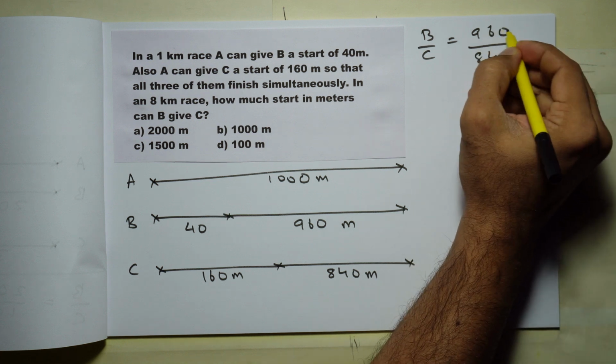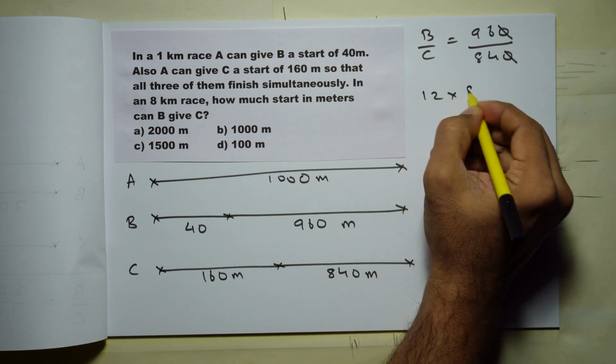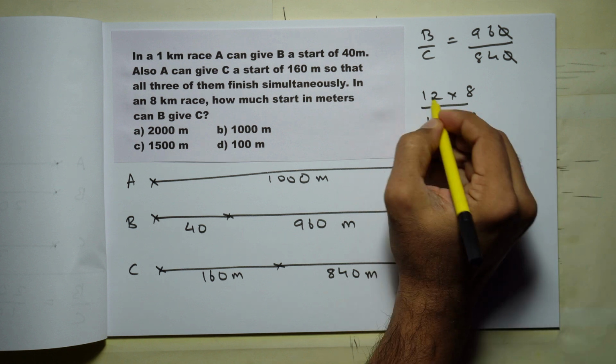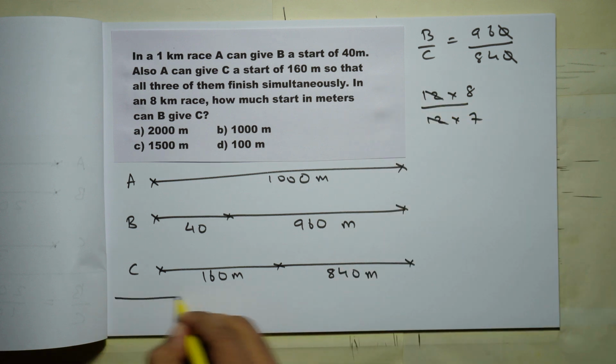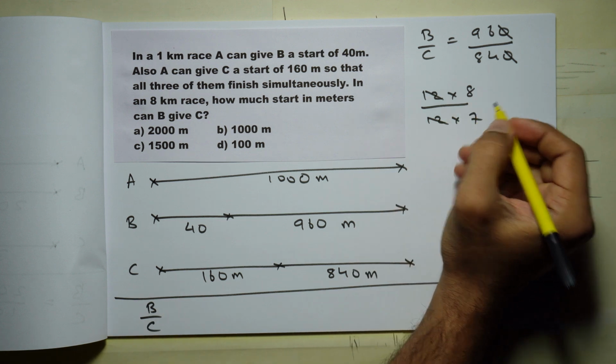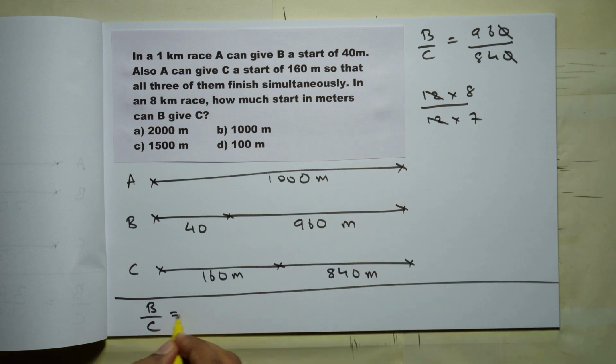So we'll just simplify this. I'll cancel out the zeros. Now 96 is 12 into 8 and 84 is 12 into 7. I'll cancel out the 12s. So if you compare B and C, their speeds are in the ratio 960 is to 840, that is same as 8 is to 7. So if you compare B and C, their speeds are in the ratio 8 is to 7.